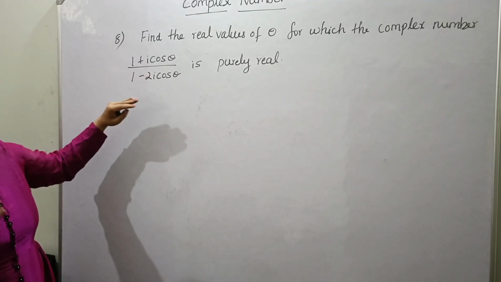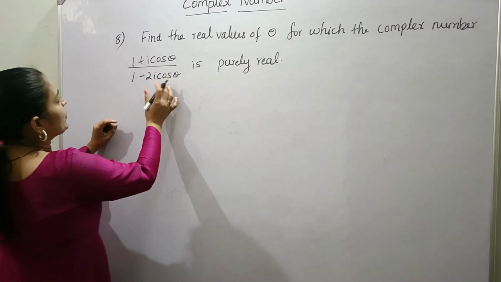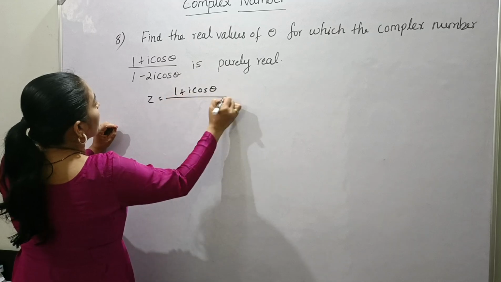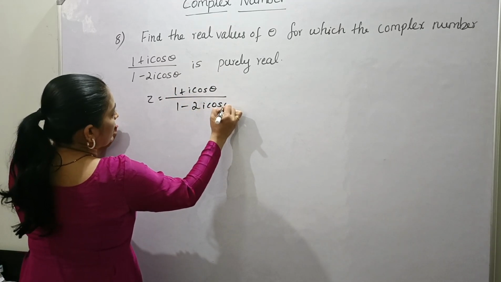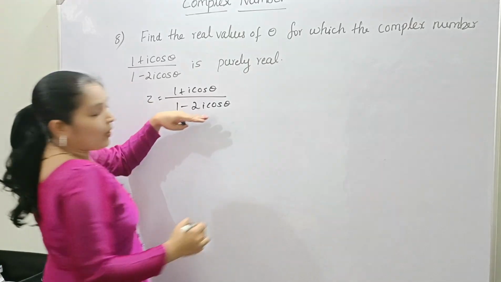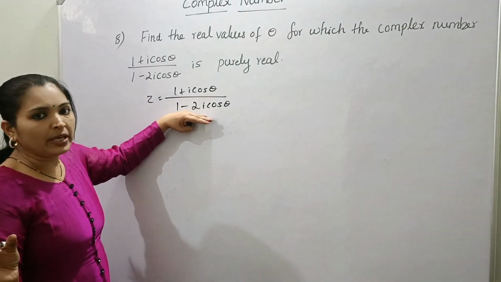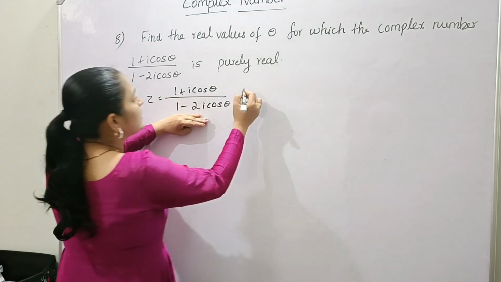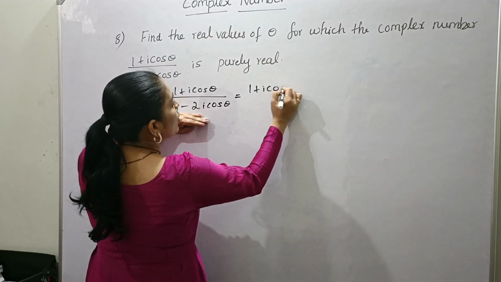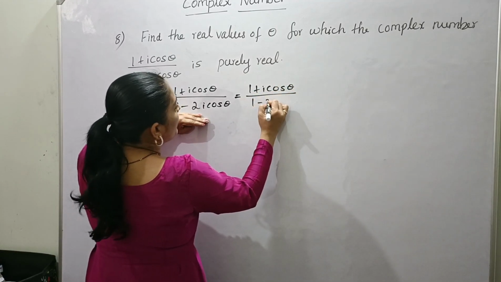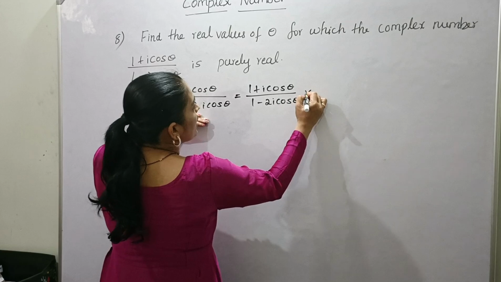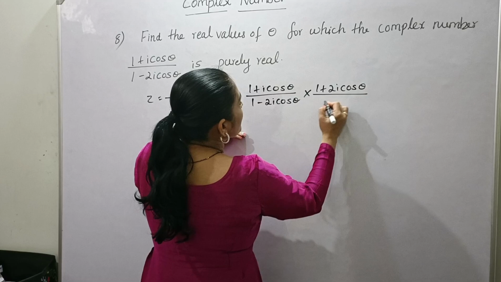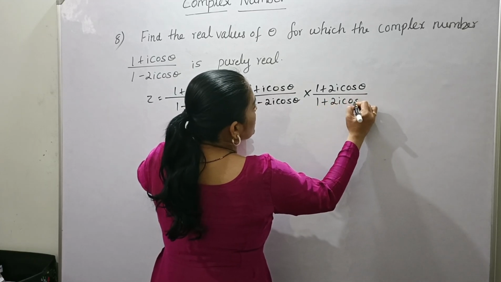Okay, so here what is the value of theta? First of all, let us take z is equal to (1 plus i cos theta) divided by (1 minus 2i cos theta). Okay, we have to make it in the form of a plus ib. So how? Multiply and divide by the conjugate of the denominator, that is z equal to (1 plus i cos theta) divided by (1 minus 2i cos theta) into (1 plus 2i cos theta) divided by (1 plus 2i cos theta).